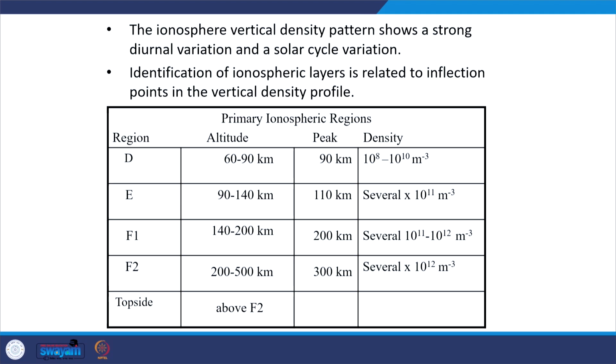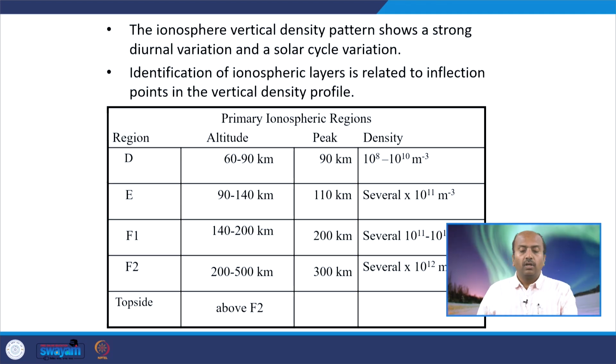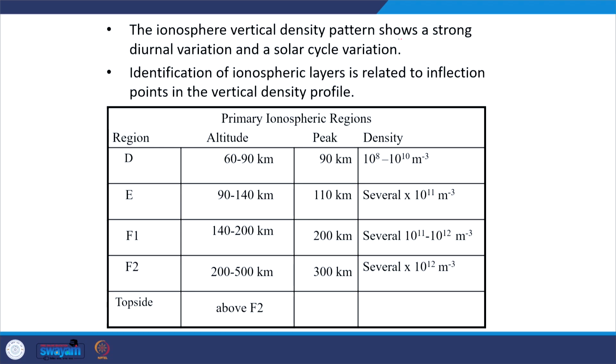Right. Now, let us talk about some numbers. So, the ionosphere vertical density pattern shows a strong diurnal variation and a solar cycle variation. This goes back to those three important points of variability which I have mentioned. One, electron density with respect to height changes drastically during the solar cycle. It is at its highest value during the solar maximum, at its lowest value during the solar minimum. One, during the daytime, the electron density is highest, and during the night time, the electron density is lowest.